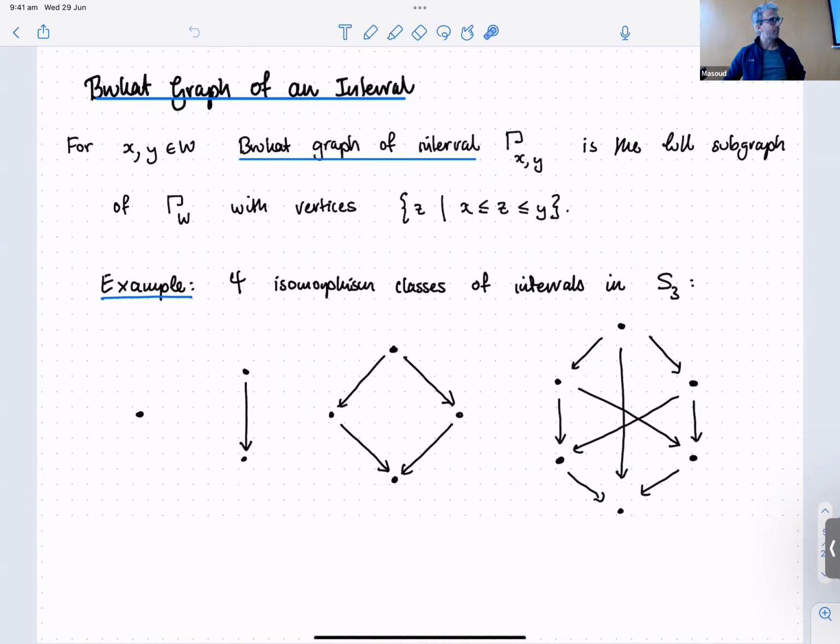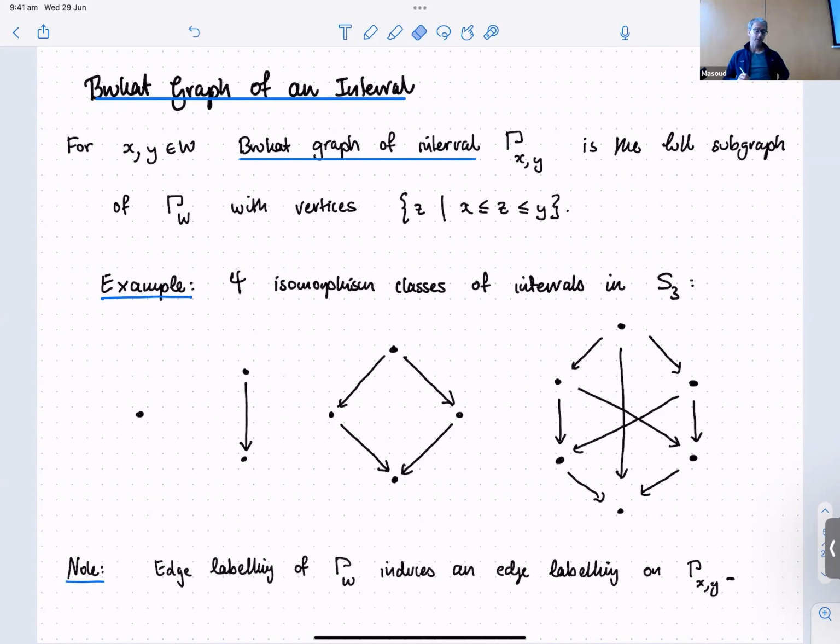On the right, we see the Bruhat graph of the full interval, and you can see the subgraphs of intervals that you get. Although there are many intervals, we see a small number of subgraphs showing up. And also, if we have an edge labeling of the full graph, of course, we can get an edge labeling on the subgraph if we want. I want to emphasize that this edge labeling is there, but sometimes we consider it, sometimes we don't.